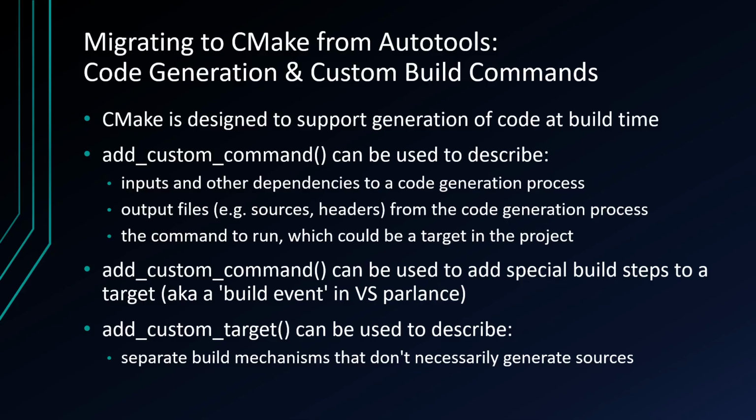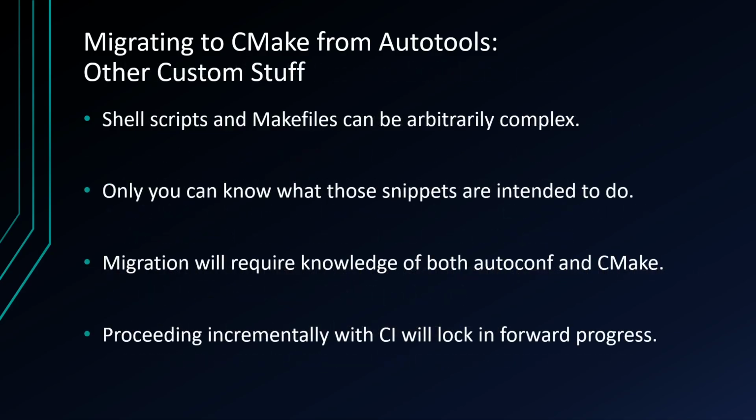Use custom targets and custom commands in order to get that done. I'm going to speed up a little bit so we can get to look at some code because we've been talking a long time. There's other custom stuff that can appear in Automake, Autoconf projects. The shell scripts and the makefiles can be arbitrarily complex. Only you are going to know what those things are intended to do. So whoever's doing the migration is unfortunately going to have to understand both Autoconf and CMake.